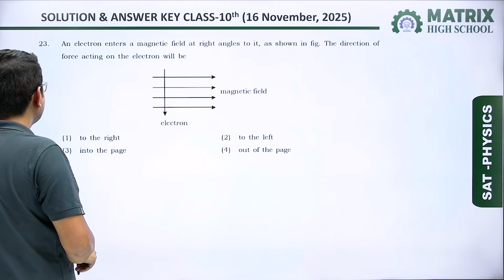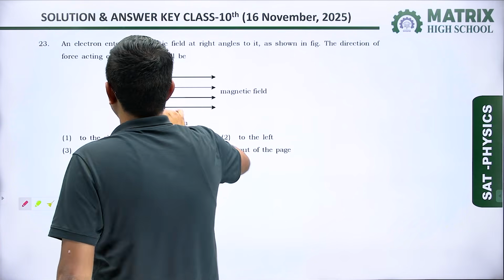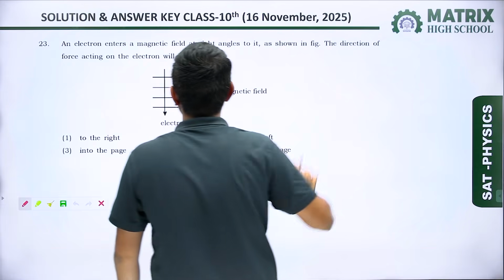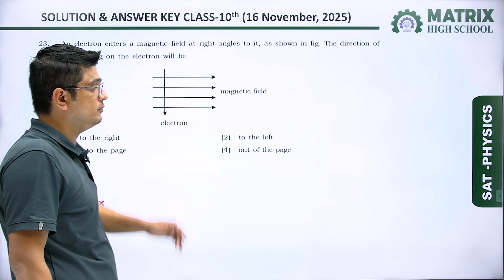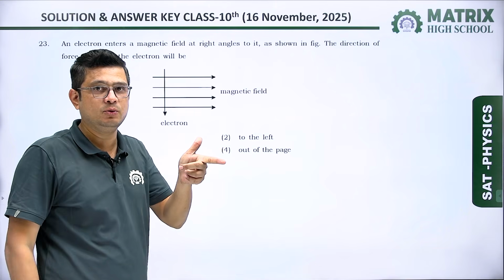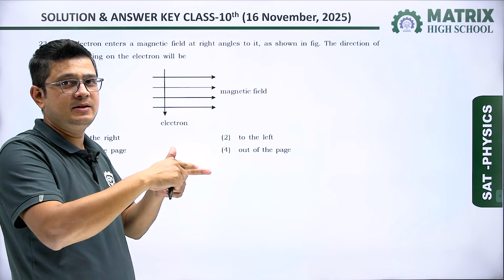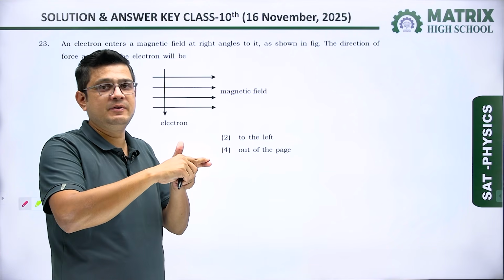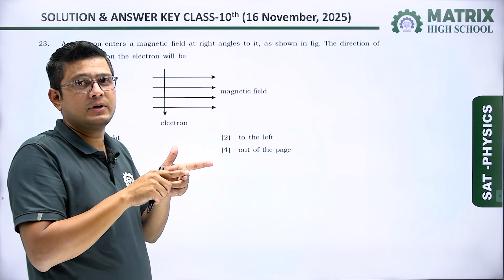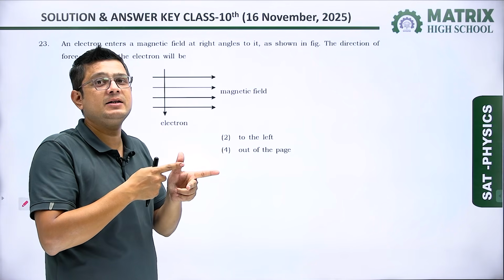Question number 23. Here a diagram is given. An electron enters a magnetic field at right angle to it as shown in the figure. The direction of force acting on the electron will be. So we have to find the direction of magnetic force, which is given by Fleming's left hand rule. That is F, that is B, that is I. That means if the first finger is in the direction of magnetic field, the middle finger is in the direction of flow of current, then the thumb will represent the direction of force.